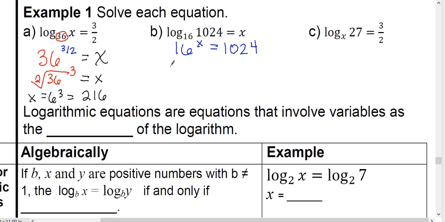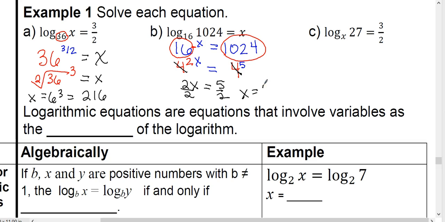So what row, looking at the chart, do both of these numbers belong to? 16 and 1024? Well, the one that I can see is that they both belong to base 4. Now, because they both belong to base 4, they probably both belong to base 2, but I can't see this number in the 2 row. So I'm going to write them both with the base of 4. So 16 is 4 squared. And since 16 has the x, this one has the x, equals 4 to the 5th power gives us the 1024. So once you have the same base, then you can cancel out the bases and set the exponents equal. 2x equals 5. And solving for x, we get that it's 5 halves.